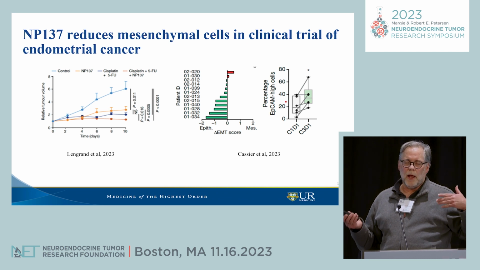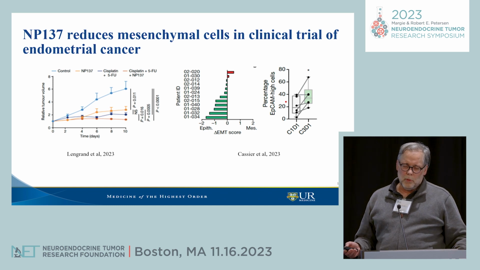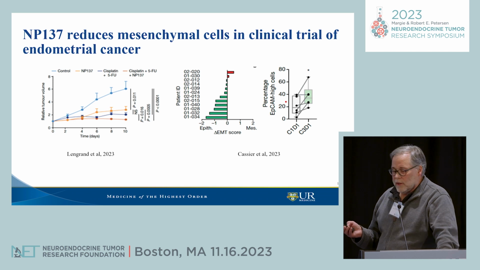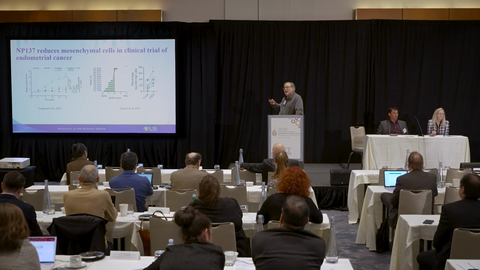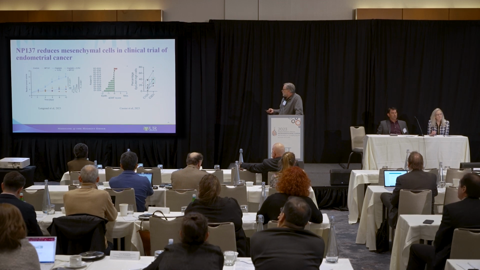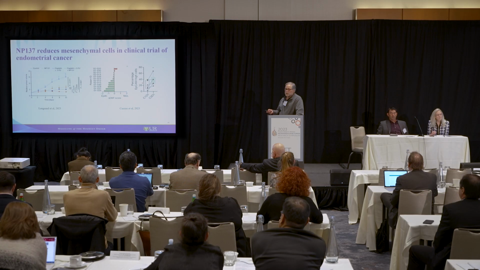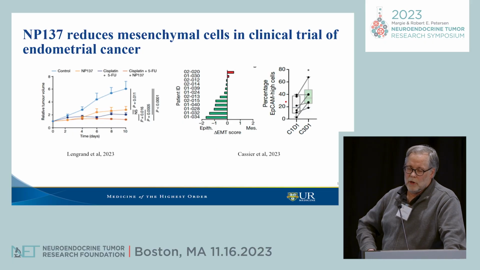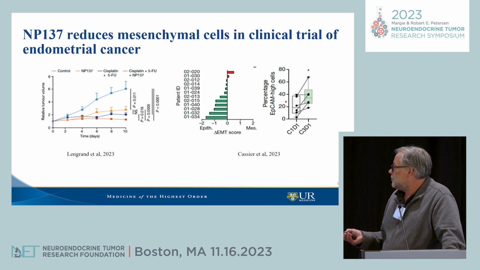Netris Pharma has a phase 1 study that just got published in Nature. And what they see that's really interesting is that, and these are endometrial cancer patients, they were biopsied before treatment with NP137, and then 4 weeks later they were biopsied again, and it was analyzed, and you could see that the EMT score drops quite a bit when these patients get treated with NP137. So the NP137 is having a good effect in vivo in the clinic on different tumor types.